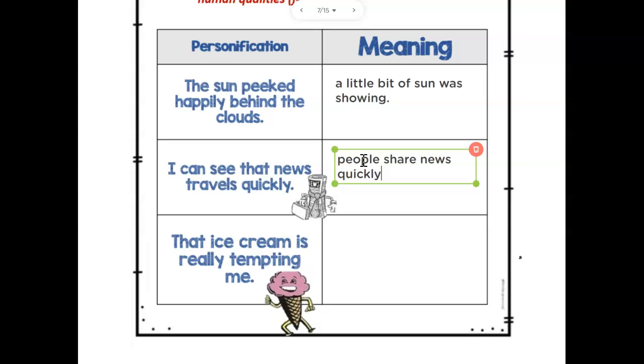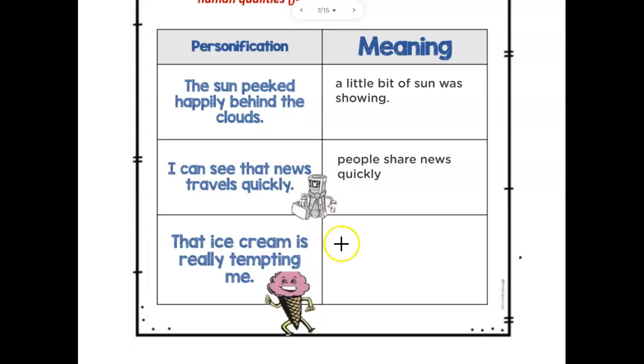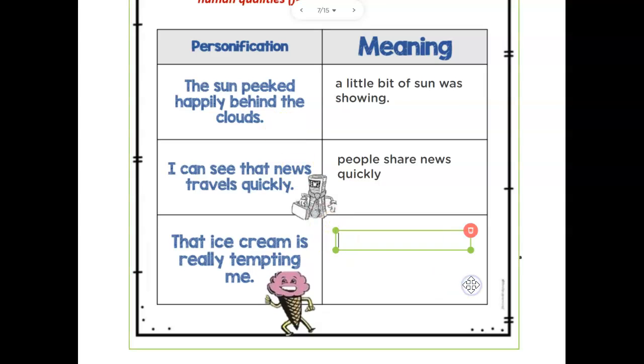And finally, for our last one, that ice cream is really tempting me. That doesn't mean that the ice cream itself is going, come here, come over to me. It's really just meaning that it sounds really good. You're looking at it, it sounds really good. Ice cream sounds good to eat.